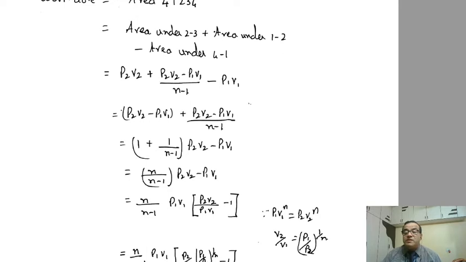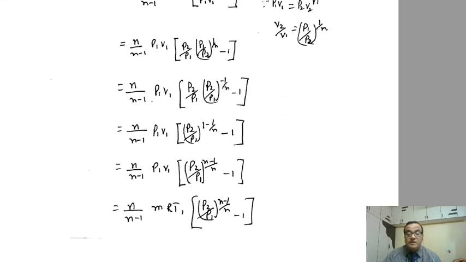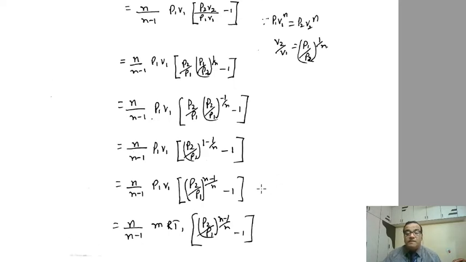But we know here this can be rearranged as n by n minus 1 P1 V1 times P2 V2 by P1 V1 minus 1. Now, but we know P2 V2 by P1 V1 can be rewritten in terms of V2 by V1, which can be rewritten as P1 by P2 to the power of 1 by n. Why? P1 V1 to the power of n is equal to P2 V2 to the power of n. So V2 by V1 is P1 by P2 to the power of 1 by n. So that's what I have substituted here. V2 by V1 is substituted by P1 by P2 to the power of 1 by n.